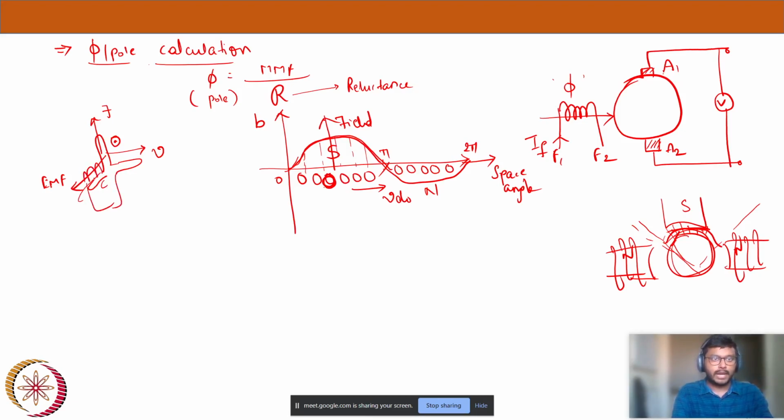So this is how my hand is. This is my middle finger, this is my index finger, and this is my thumb. So yeah, that is the direction. Now we know that all the conductors under the south pole will have my induced voltage polarity coming out of the paper. Now all these conductors will be denoted by the dot convention.